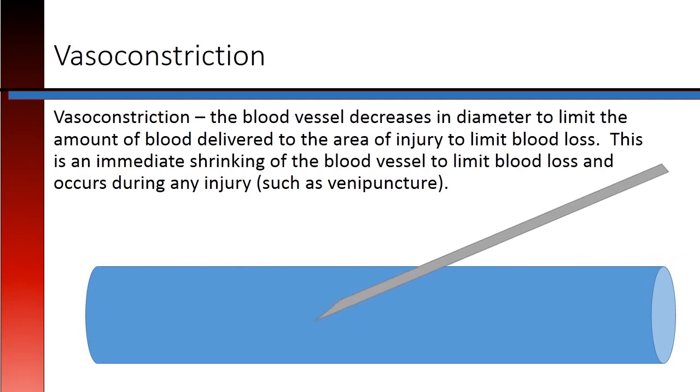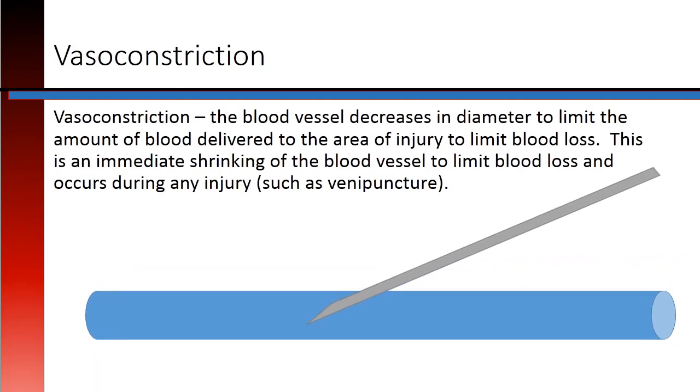Vasoconstriction. The blood vessel decreases in diameter to limit the amount of blood delivered to the area of injury. This limits blood loss. This is an immediate shrinking of the blood vessel to limit blood loss and occurs during any injury, such as venipuncture.